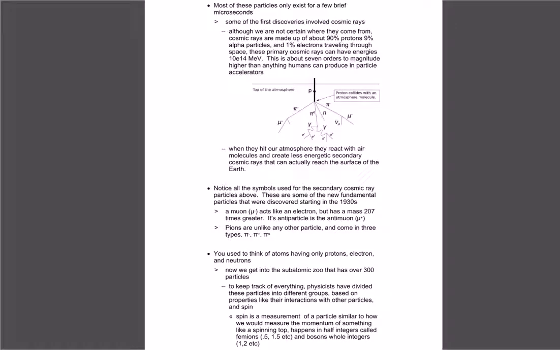So it started with cosmic rays. If you look at this diagram, cosmic rays are basically particles that come from space and the sun. We have things like protons, alpha particles, and electrons, but they're mostly protons, about 90% of them, and they're coming in at 10 to the 14 mega electron volts. So this is billions upon billions upon billions of electron volts.